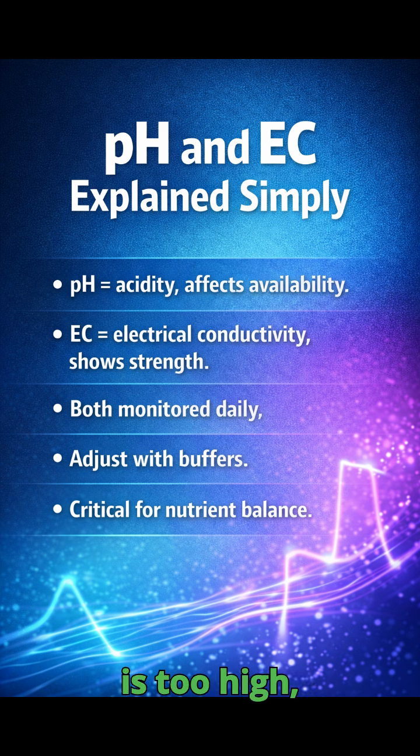If EC is too high, the solution is too concentrated. This creates osmotic stress. The plant struggles to absorb water because the water outside the roots has a higher solute concentration than the water inside. In extreme cases, this pulls water out of the plant, causing wilting even though the roots are submerged.